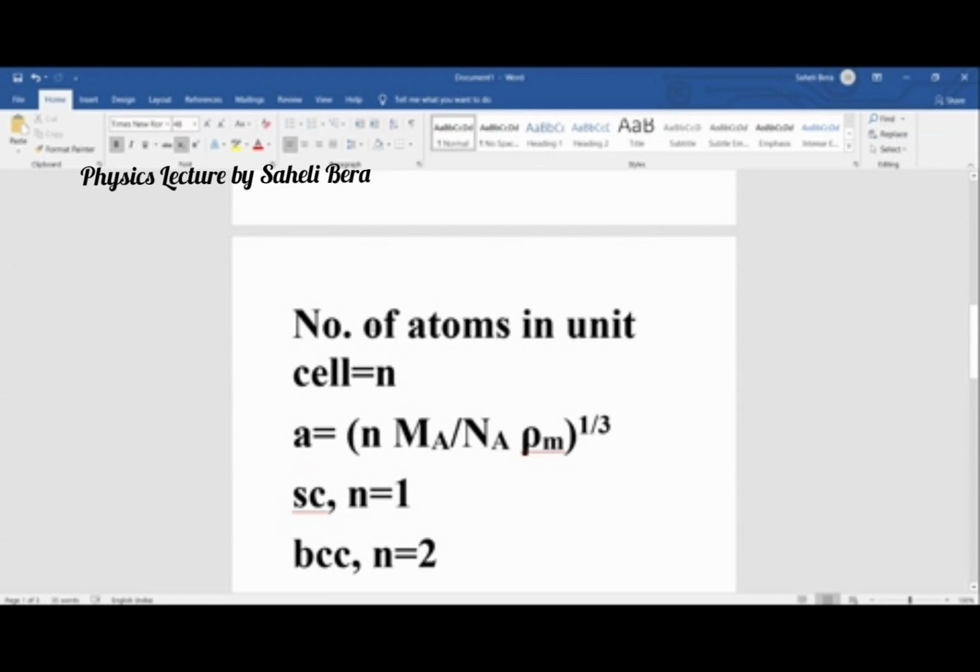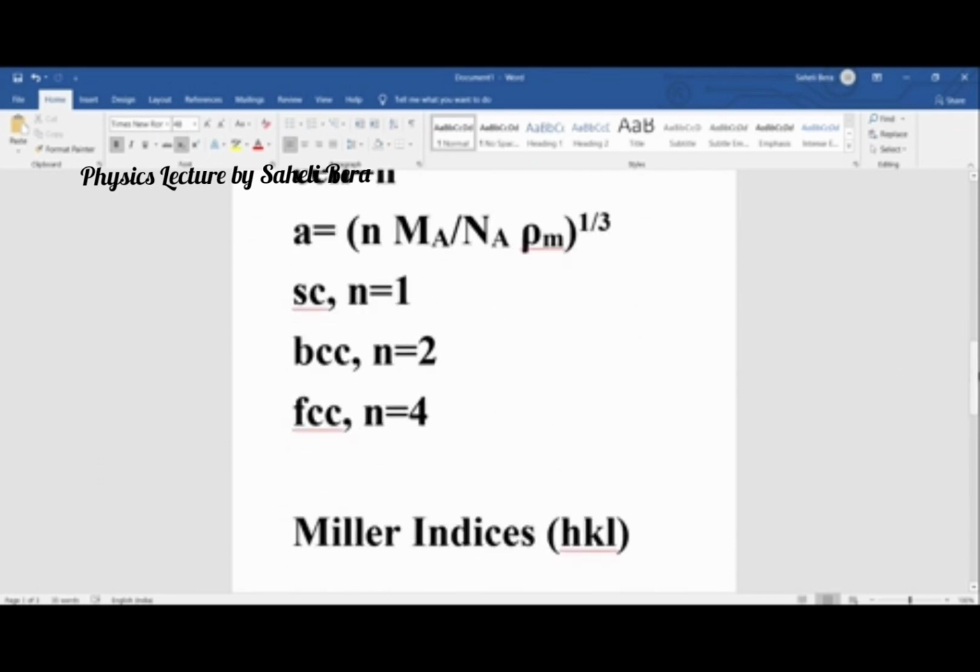Now what will be the number of atoms in the unit cell? I have explained it in the last lecture, lecture number 3 in solid state physics. You can check it. For simple cubic, the number of effective atoms in one unit cell is 1. For BCC it will be 2, and for FCC it will be 4. Okay, this is the thing. This equation is also very important. Mark it, highlight it, and remember it.